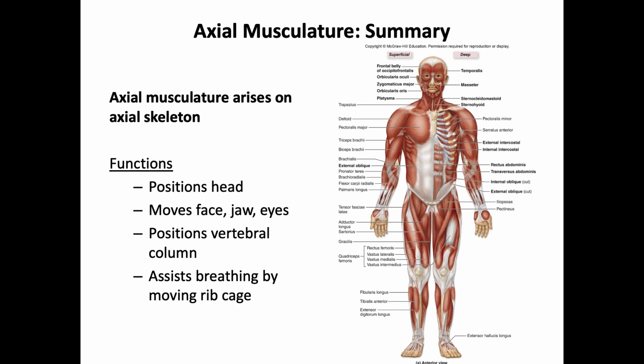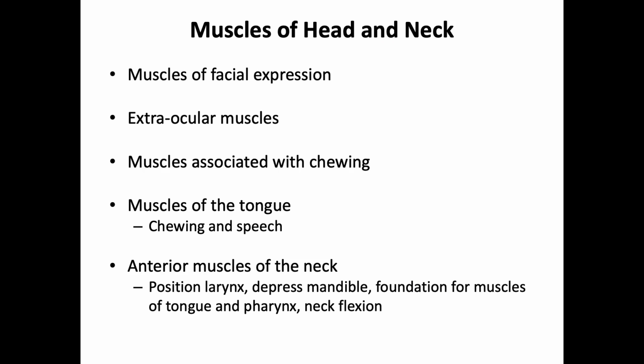All right, so I feel like I skipped something here. With the muscles in the head and neck, we have those that produce our facial expressions. We have those that help move our eyeball, the extraocular muscles. There are muscles for mastication, or chewing, and muscles that allow for chewing and speech, the muscles of the tongue, and then we'll go over the anterior muscles of the neck, so those forward muscles, okay? And those involve things like neck flexion, for example.